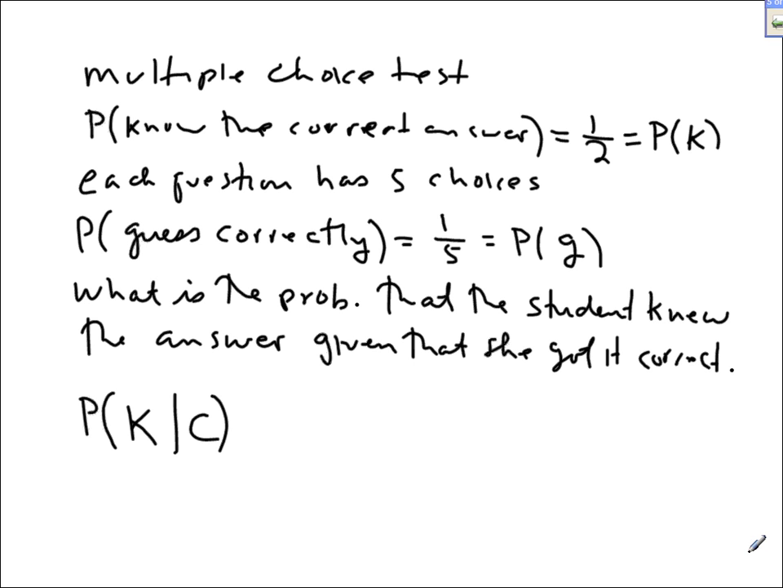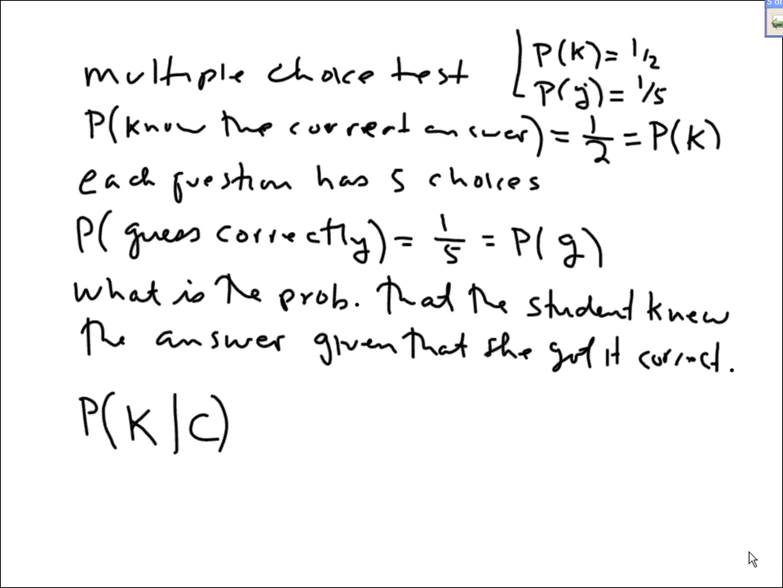Now, let's see what we know. The second line says that we know the probability that you know the answer is 1/2. The probability that you guess it correctly is 1/5. And on this test, if you know the answer, you put down the right answer. And if you don't know it, you guess. So what is the probability?